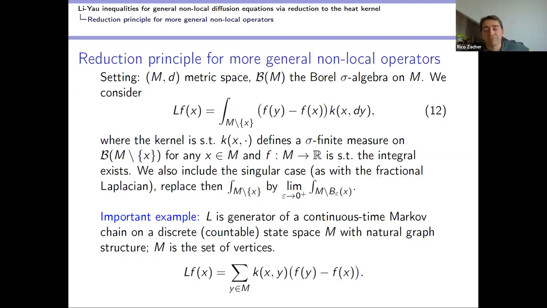An important example we also have in mind is the generator of a continuous Markov chain on a discrete space, which has this form. Here you integrate over all states of your space M, and you have the kernel k(x,y), which describes the transition rates, and you integrate against this difference term.